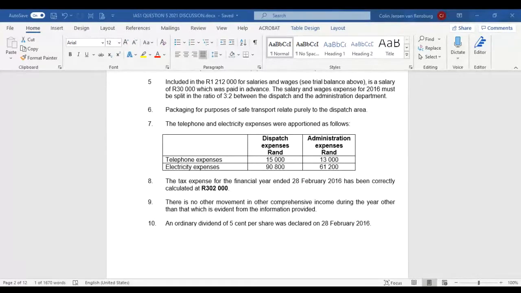So we haven't realized that increase, so therefore we cannot show it as part of our profit or loss because we haven't made the profit yet. But we can. There we go.